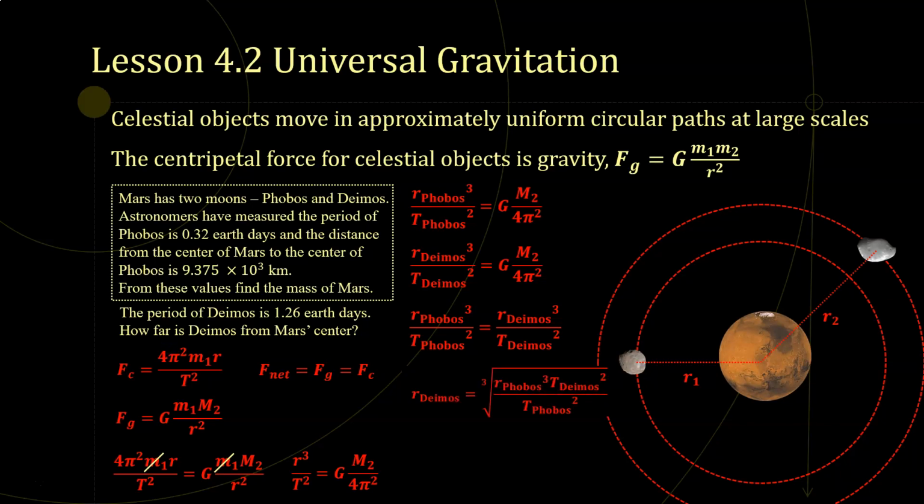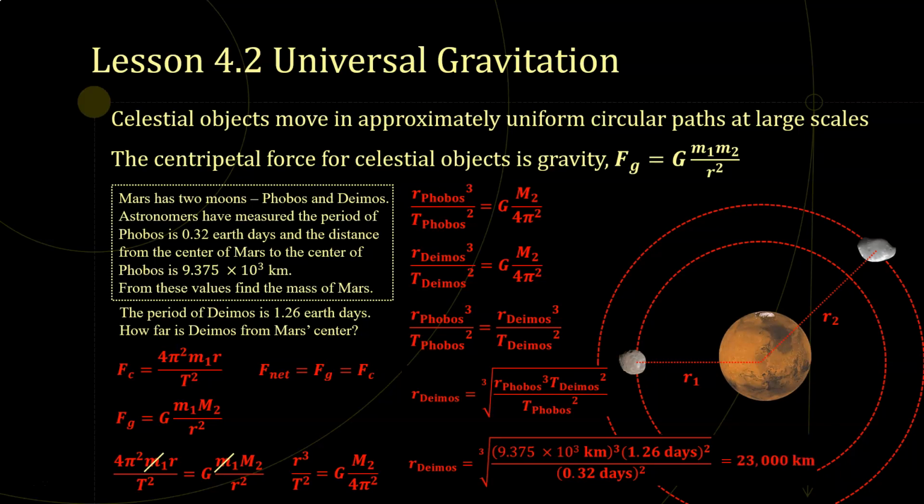Here I can calculate the radius of Deimos. So the distance between Deimos and the center of mass of Mars is going to be the cube root of the distance between Phobos and the center of mass of Mars cubed times the period of Deimos squared divided by the period of Phobos squared. I'm going to plug all of these values into my equation, very carefully remembering that I'm going to need to take the cube root of this whole thing, not just the square root. And when I calculate this, I find that the distance between Deimos and the center of mass of Mars is about 23,000 kilometers, which according to the internet, when I just look up that value, because that's been calculated, it's known, it's out there, is the correct value.